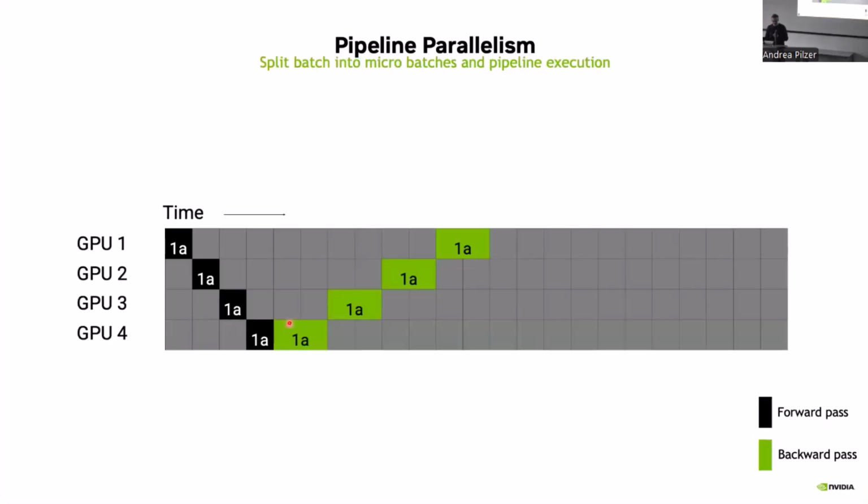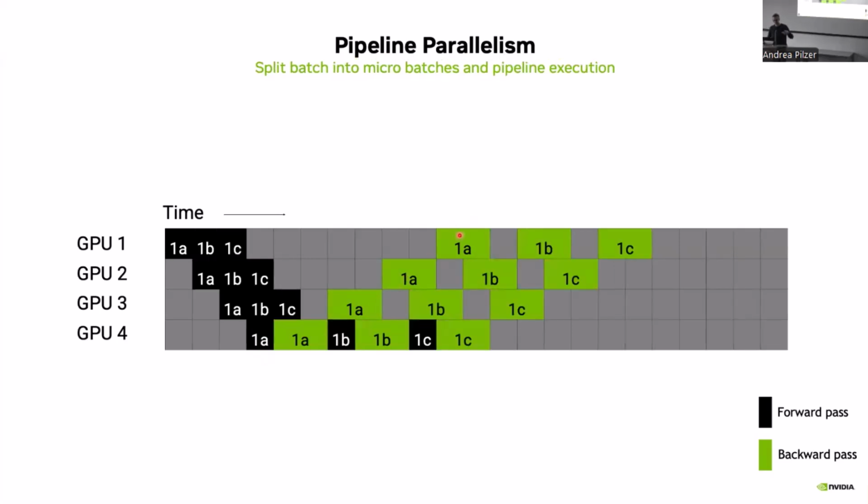You can think, if you have a batch of 4 elements, you don't process the 4 elements at once, but you process one at a time. So you have this sort of flow: the black one is the forward pass, and then you perform the backward pass, the green one, then the second element, third element, fourth element. This is good, but still not optimal. It can be improved with some smart scheduling.